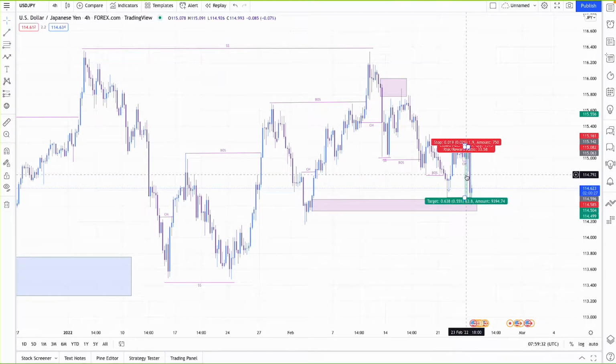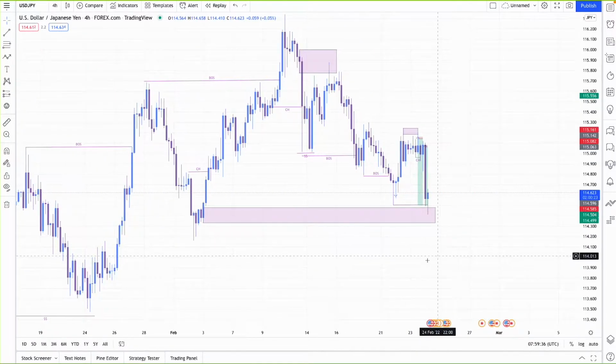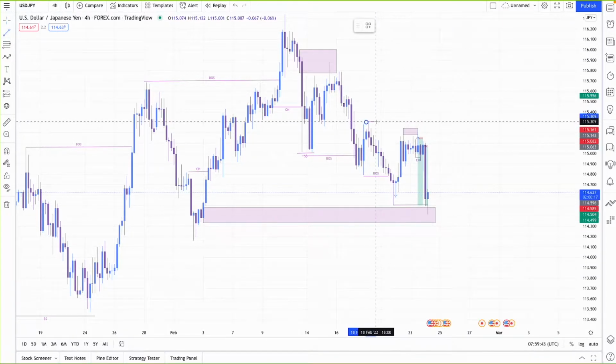how I took these shorts right here. Just something interesting to break down in the 4 hour as to why I did take these shorts. So we can see that right here is our high that put in the break of structure, right? Price comes up and then takes out this new break of structure. And so just structurally, we're expecting a pullback.